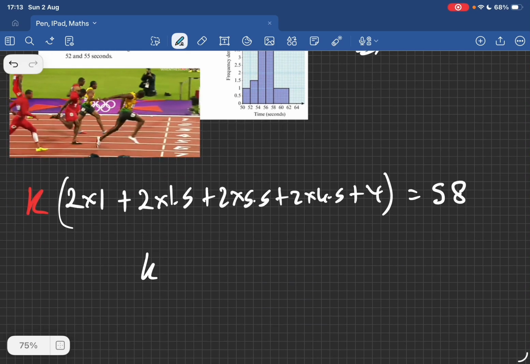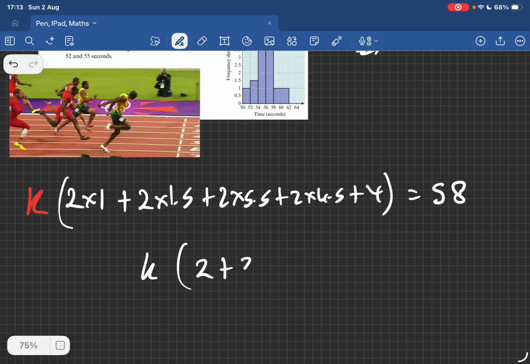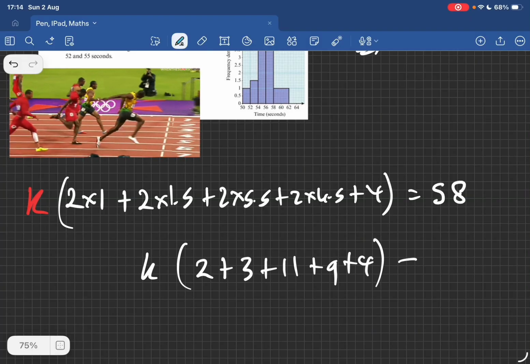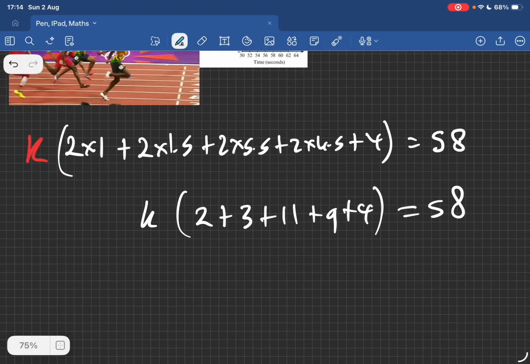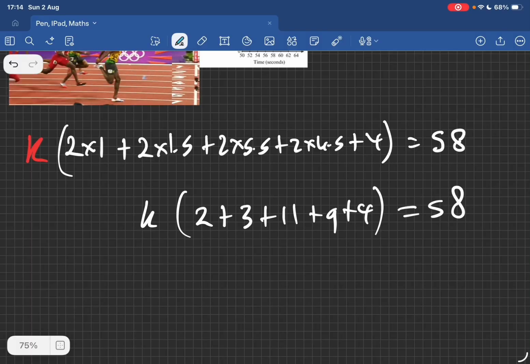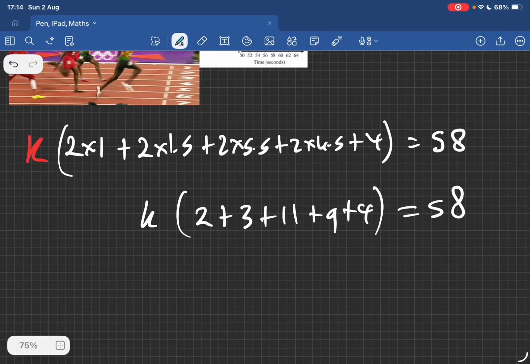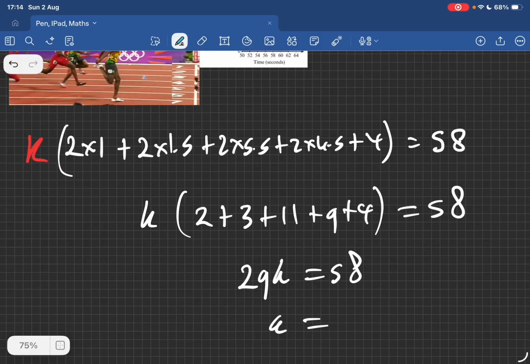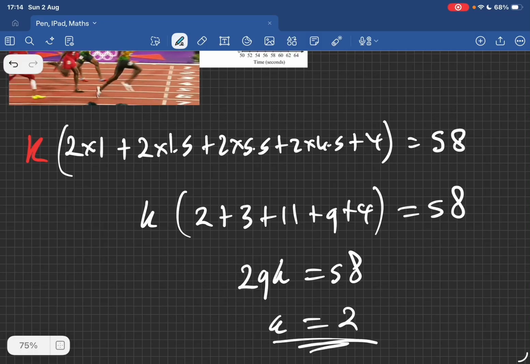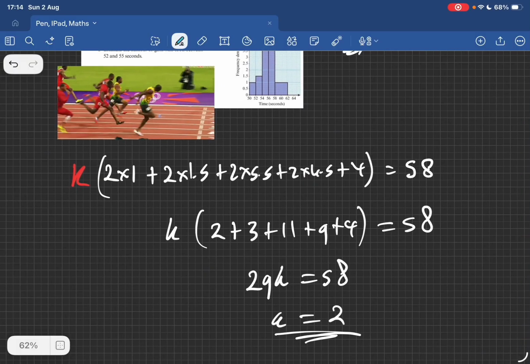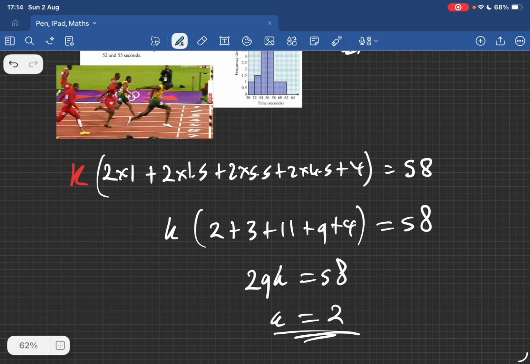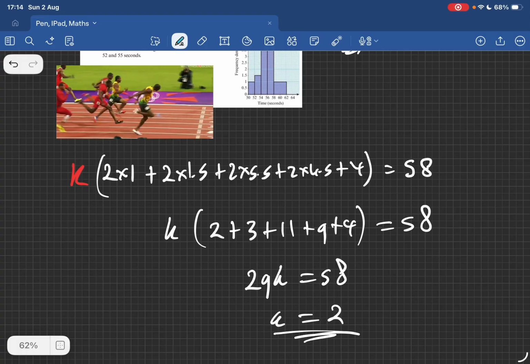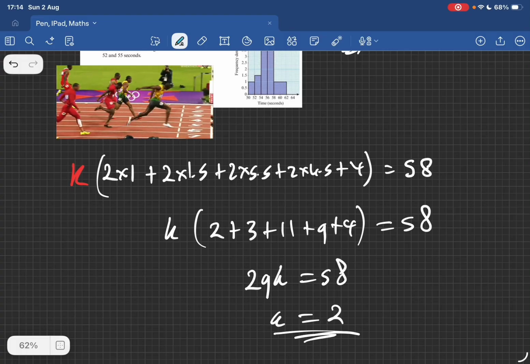So we have k lots of 2 plus 3 plus 11 plus 9 plus 4 equals 58. So we have 5, 16, 25, 29. So 29k equals 58. So then k equals 2. What this k represents is whatever area we get, times that by 2, and that is how many pupils are in that band or in that width.